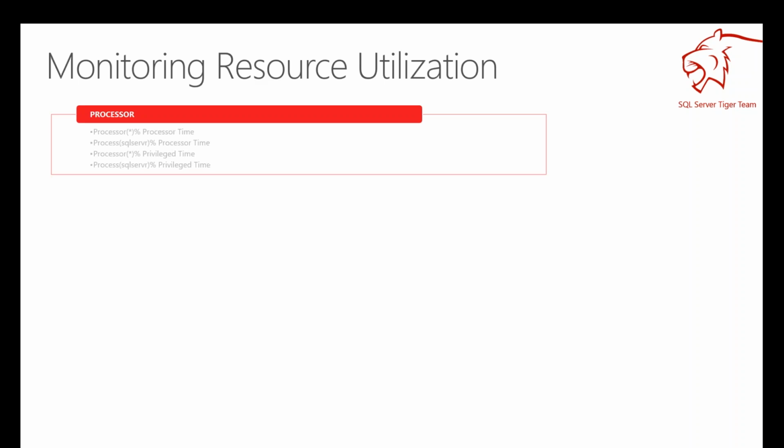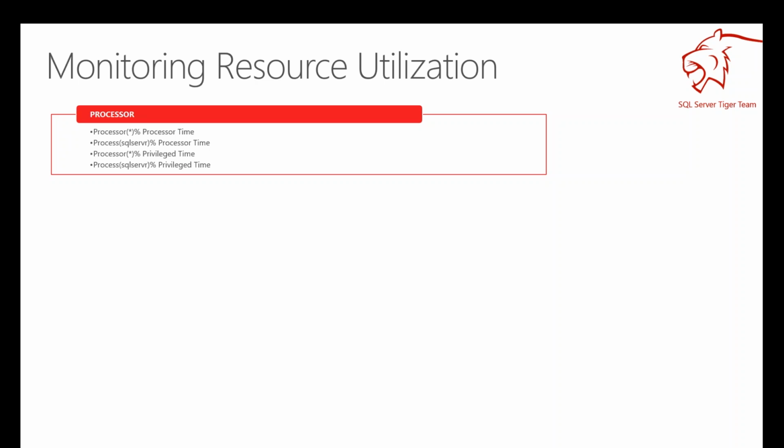So for monitoring resource utilization, what perf counters do you need to monitor? One is for monitoring the CPU or processor utilization, and these are the counters. I have a detailed explanation in a blog post, which I've provided the link to in the slides, which I'll be sharing with you. But let me also describe some of these performance counters. Processor % Processor Time is basically your total CPU utilization on the server.